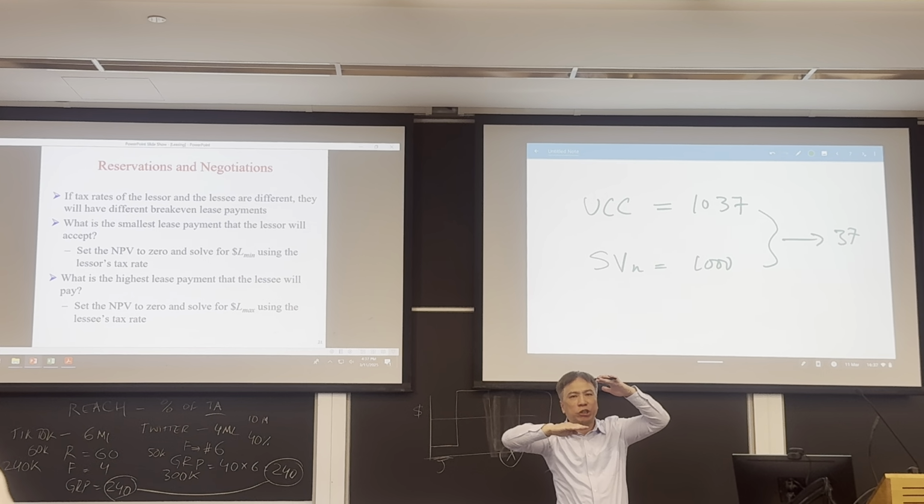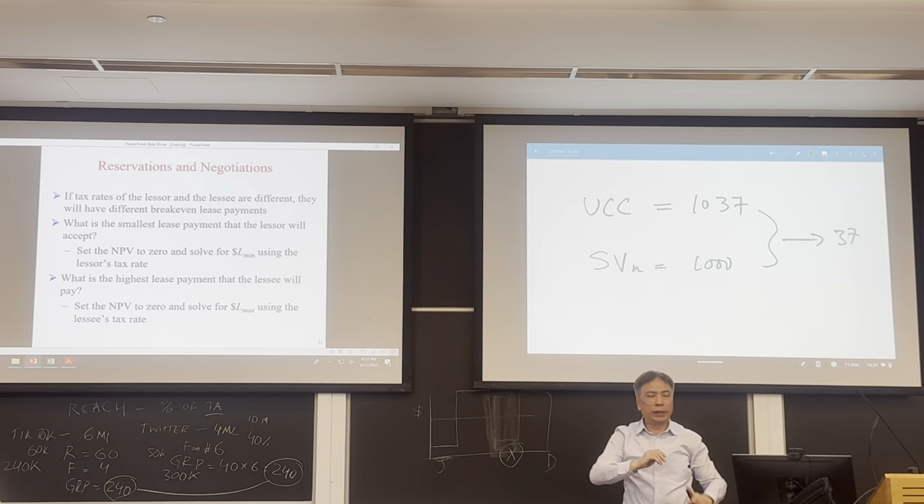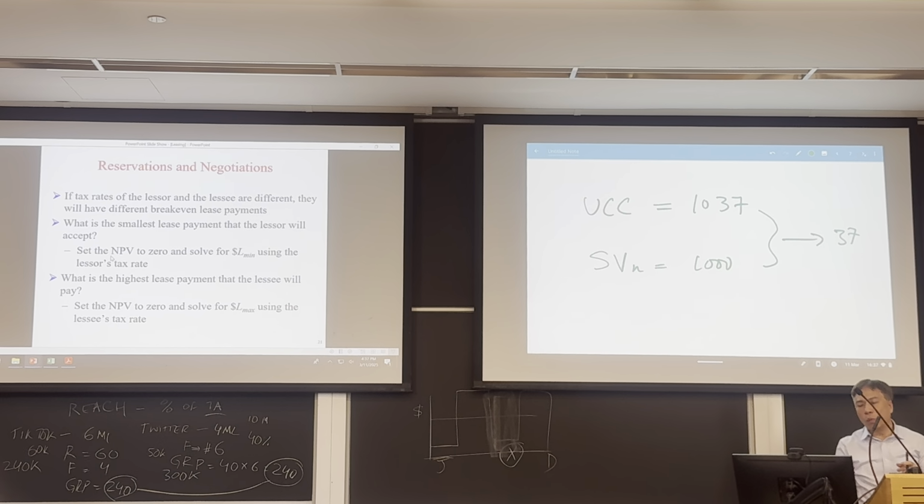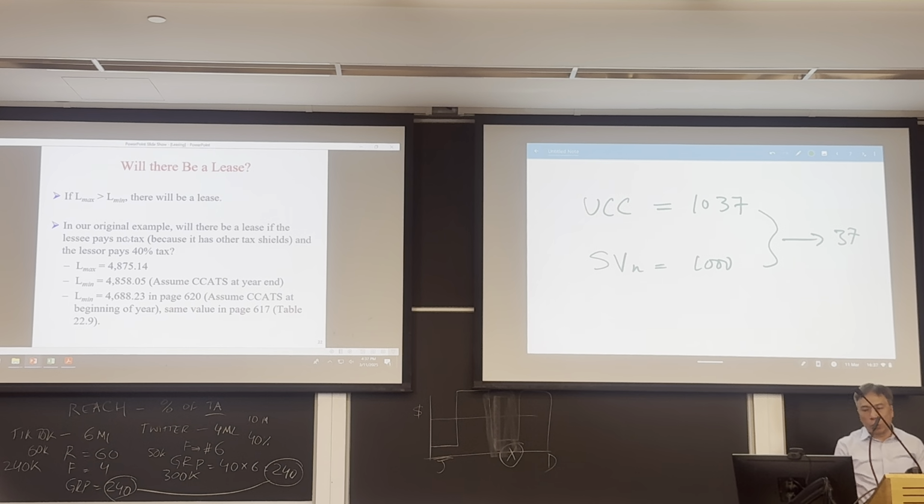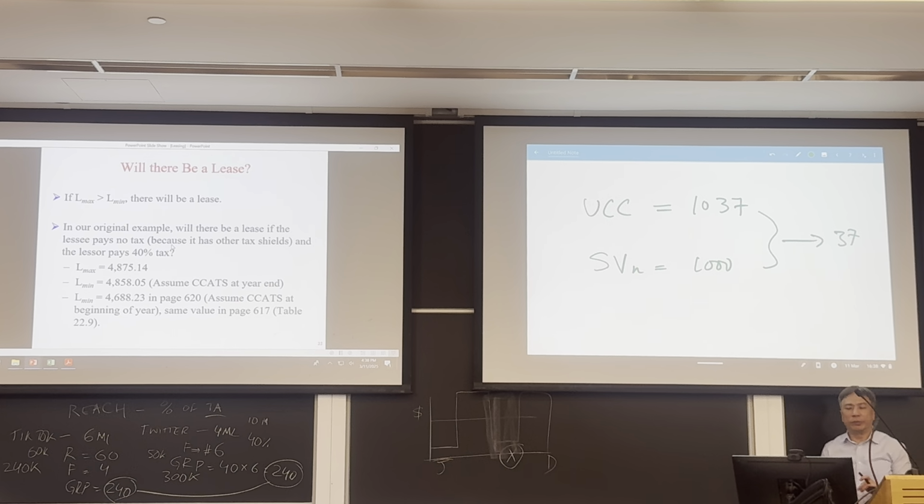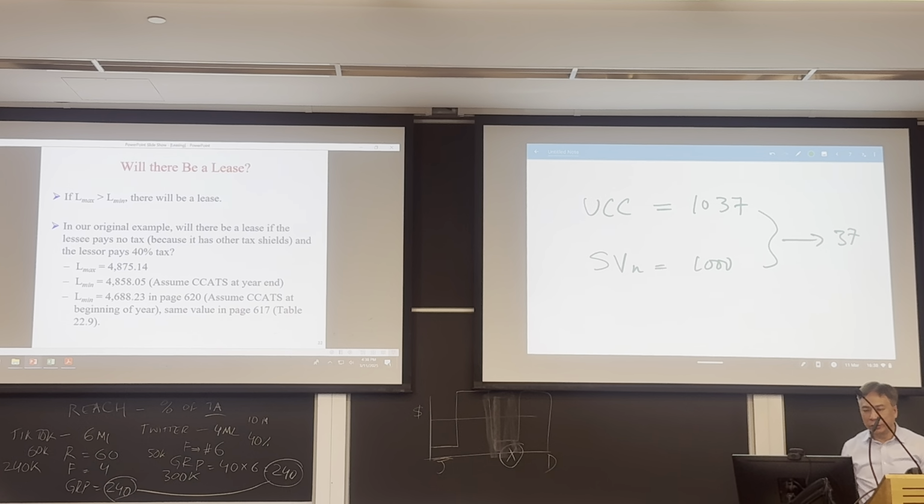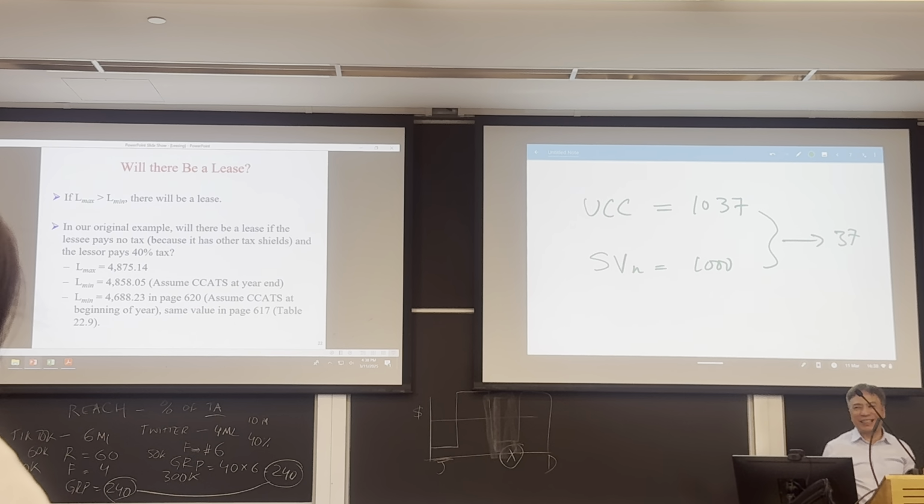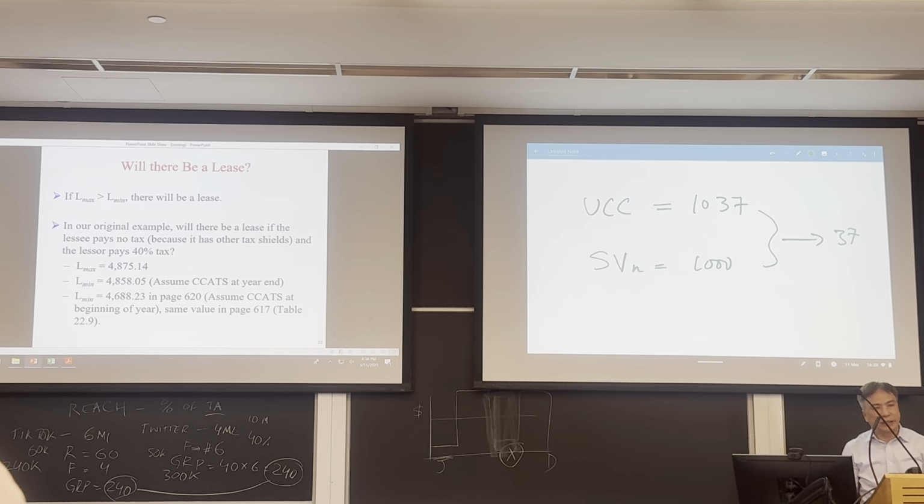But if the maximum lease payment the lessee is willing to pay is lower than the minimum lease payment the lessor is willing to accept, then there will be no deal. All right? So now what we want to do is find out what they are. In the original example, in the lease-only case, let's assume the lessee paid no taxes. So assume for some reason the lessee has some loss carry forward, or some investment tax credit, or other tax shield. So they don't have the CCA tax shield. Then what will be the maximum lease payment they are willing to pay, and what is the minimum the lessor will accept?